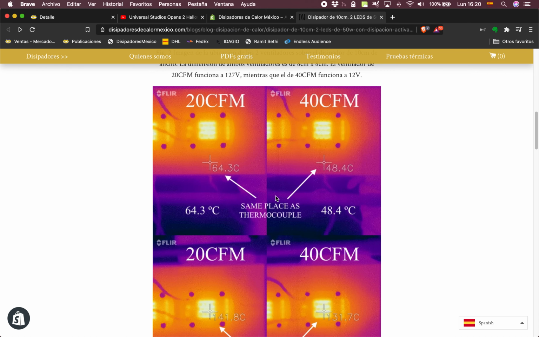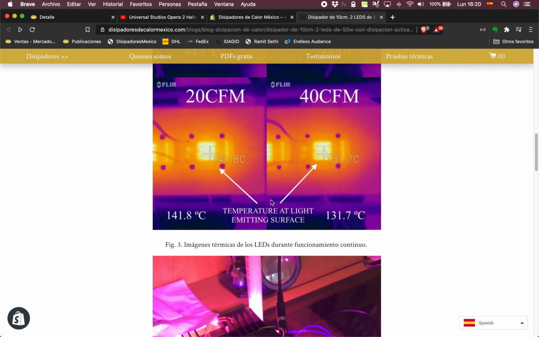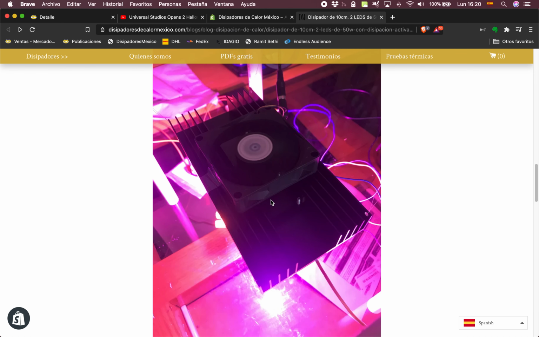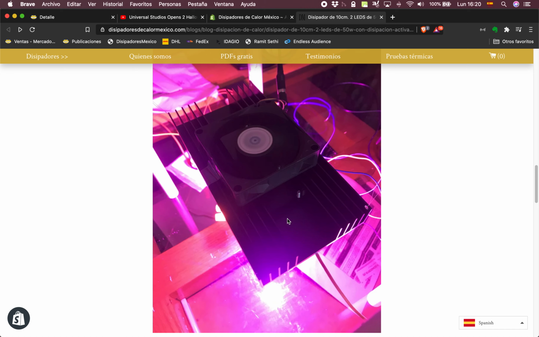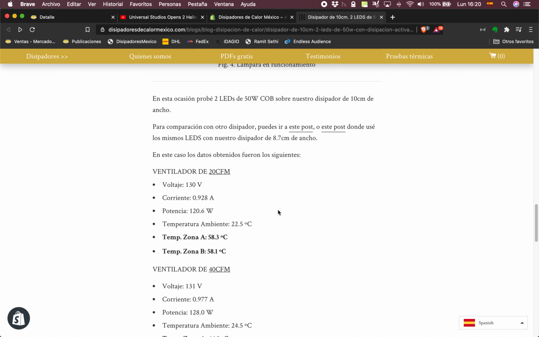These are the thermal images, and I will return to this later. And this is an image of the lamp while functioning. Both LEDs are working at this time. So as I said, I used two 50-watt COB LEDs, which means that they are directly connected to AC.